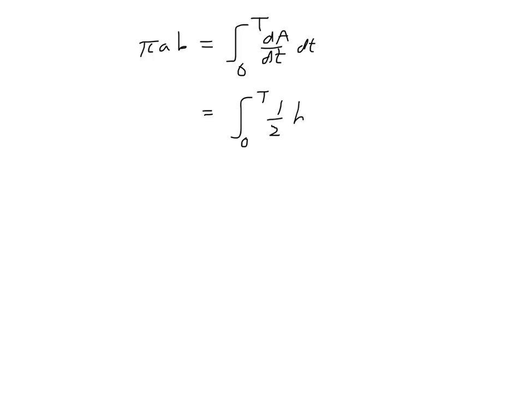So now we just use calculus. The area swept out the whole time is pi a b. And so this is the integral from 0 to T, so that's the entire period to go all the way around, of dA/dt dt. This is just the total area. And now we know that dA/dt is 1/2 h, so replace dA/dt with 1/2 h. And now that's constant, so it's easy. You just pull it outside the integral, and you just get 1/2 h T. So now we can solve this for T, and we get T is 2 pi a b over h.